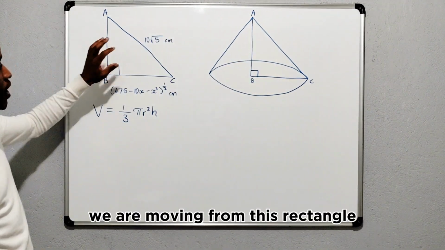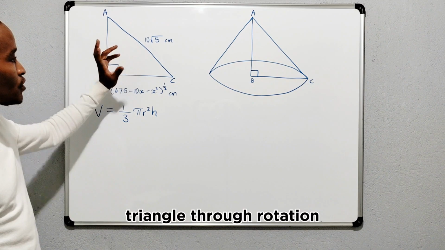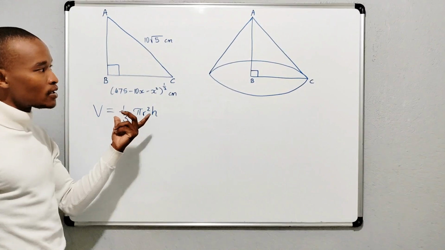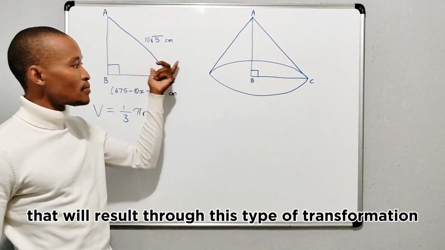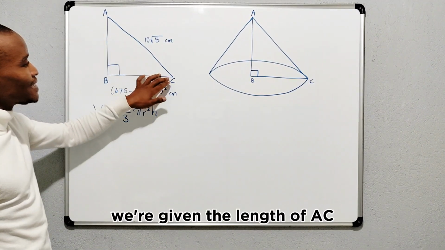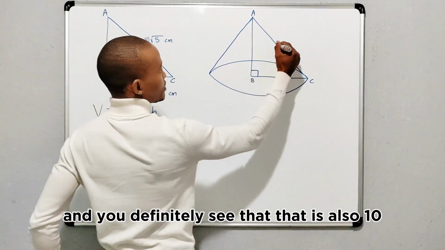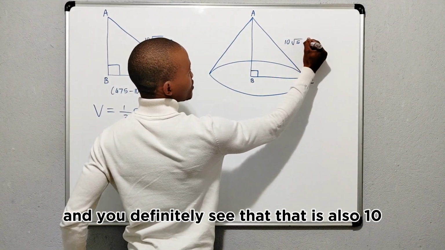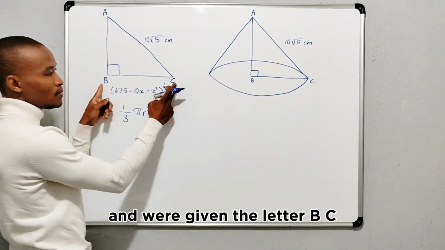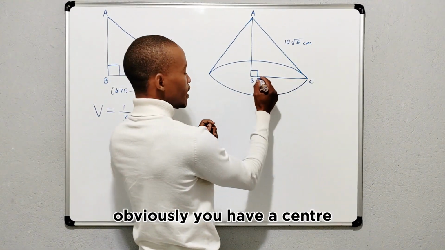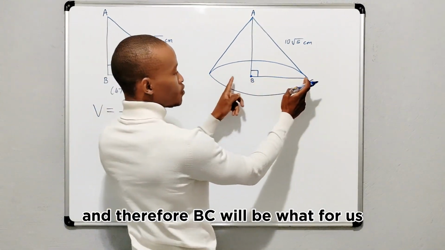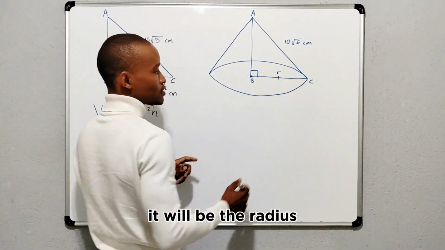What are we doing? We are moving from this right angle triangle through rotation, and we are forming this cone, and we are asked to calculate the maximum volume that will result through this type of transformation, if you like. What are we given? We're given the length of AC, which is 10 square root of 5 centimeters, and we're given the length of BC, and in a cone obviously you have a center. In this case it will be BC, and therefore BC will be what for us? It will be the radius.